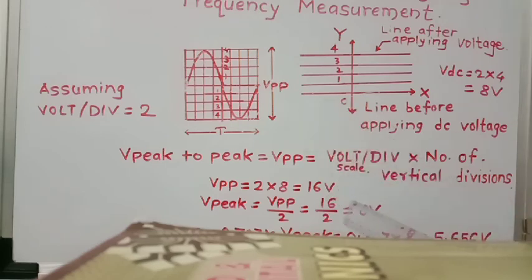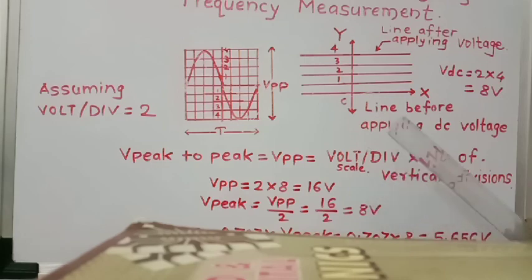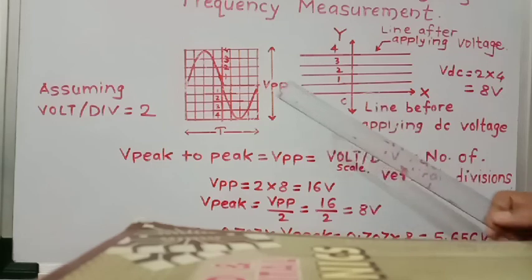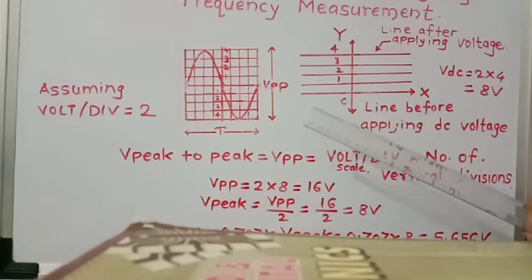In this way, the frequency of an AC signal is measured. The frequency of an AC signal is measured by using the cathode ray oscilloscope, and it is an internal time-based method. It is called the internal time-based method.